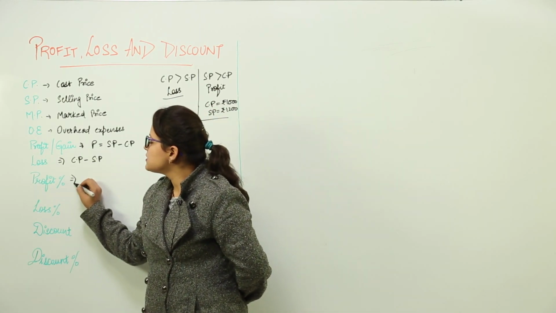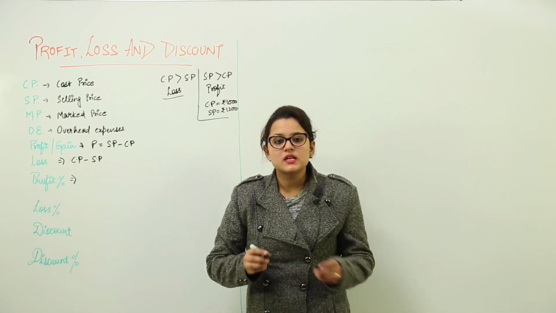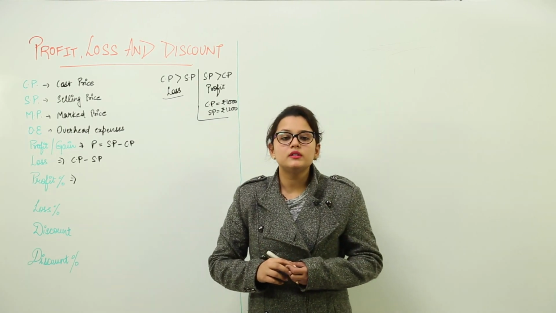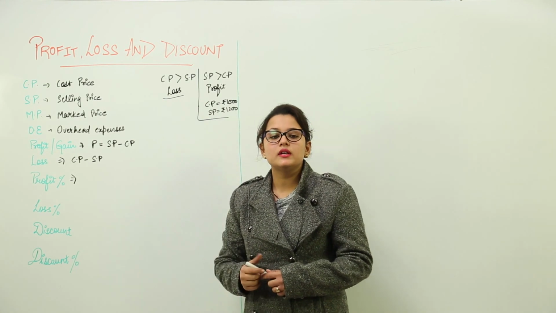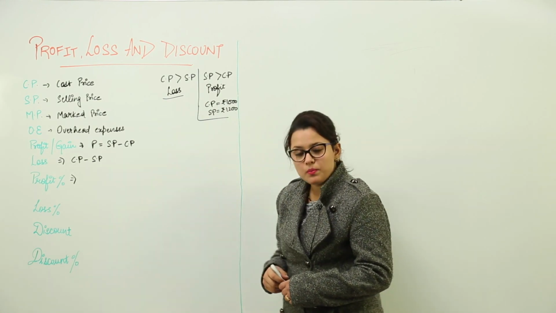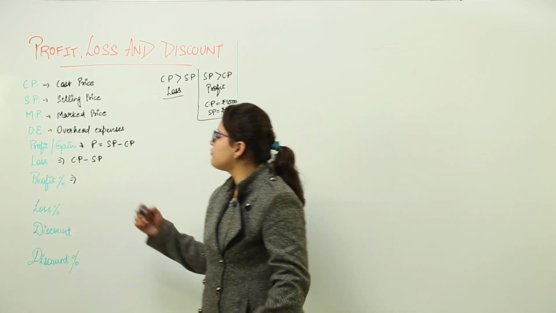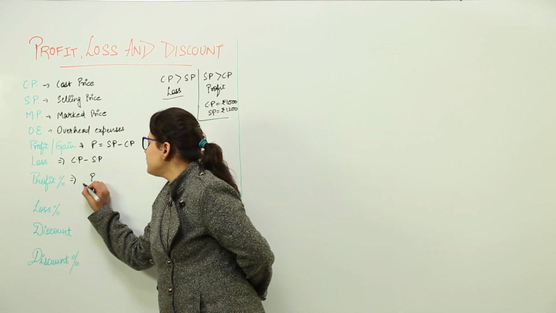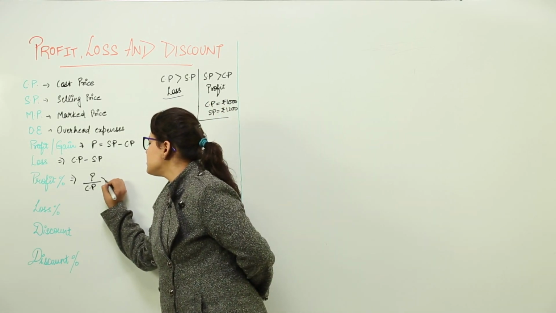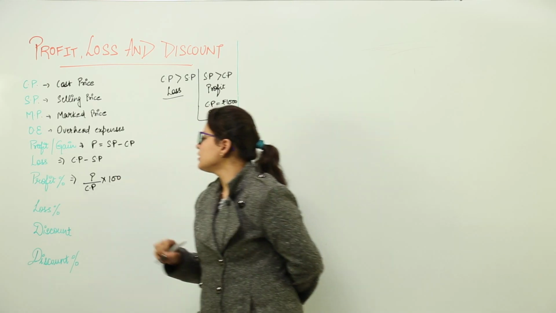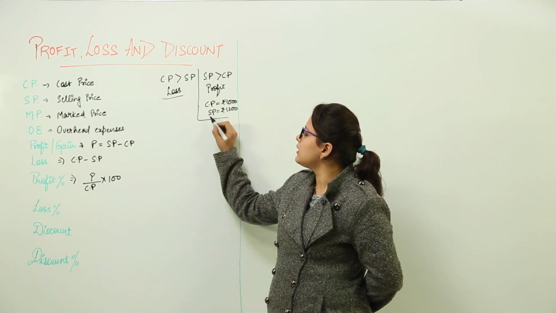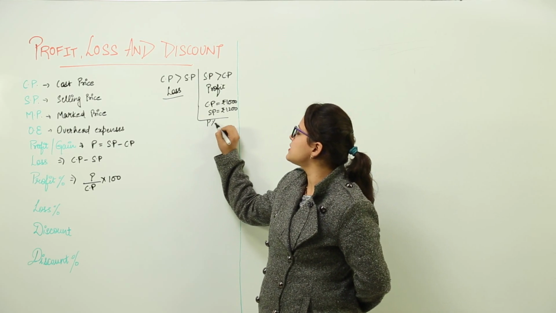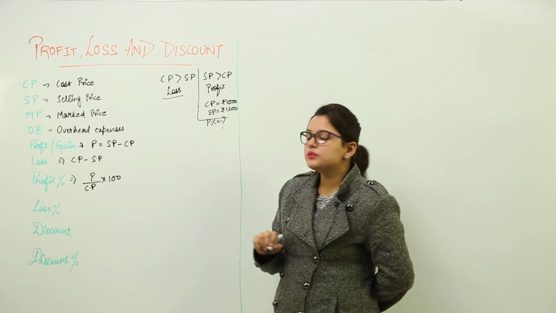Similarly, the next is profit percent. As we discussed, any quantity can be converted into the percentage form. So over here, the profit that we calculate can also be converted into percentage form with a specific formula, that is profit upon CP into 100. Say you are earning 200 rupees profit. I want to calculate the profit percent in this case. Now how to do that?